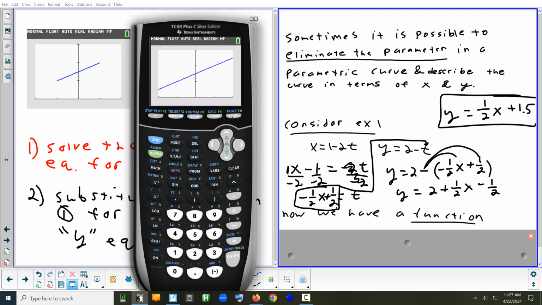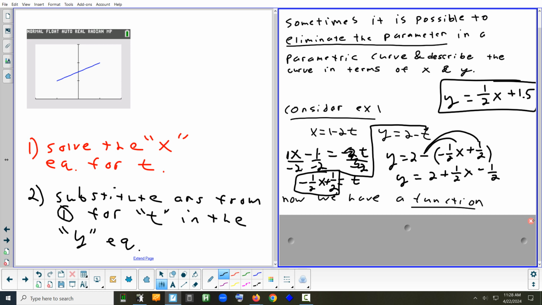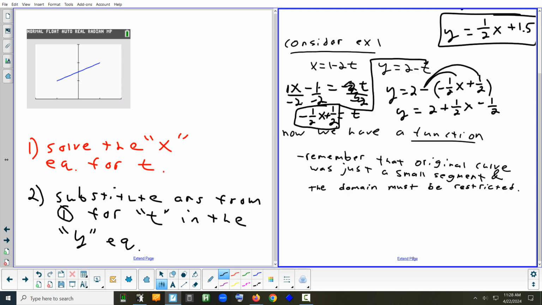Does that look exactly the same as what I had? No, it's longer. Remember, when you draw something parametrically, usually the answer has a start and a stop point. When you draw something as a function, it goes on forever. So we basically have it. All we have to do is remember that the original curve was a segment. So we have to restrict the domain.